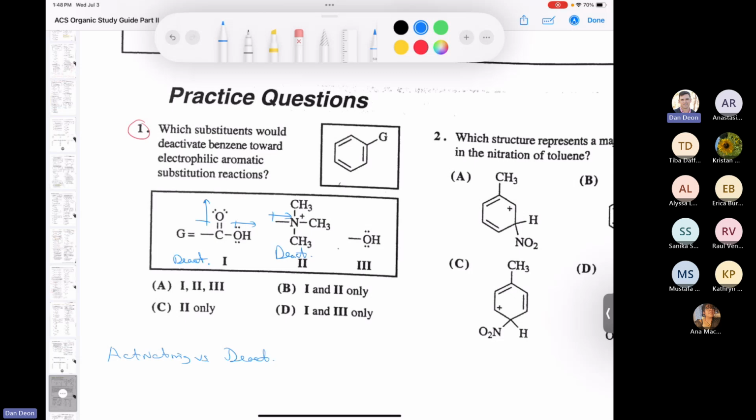And then the hydroxide, or the hydroxyl group, well, it's electron withdrawing because of induction, but it's electron donating via resonance. And resonance will always dominate over induction. And so the hydroxyl group is actually activating. It's actually a strong activator in this case. And so the 2 deactivating groups are going to be number 1 and 2. Is that one of the answers? Yes, it is, B is 1 and 2 only. So make sure you review the table of activating versus deactivating groups, and you know which one is strong, moderate, and weak, and you know the halogens, which are an exception.